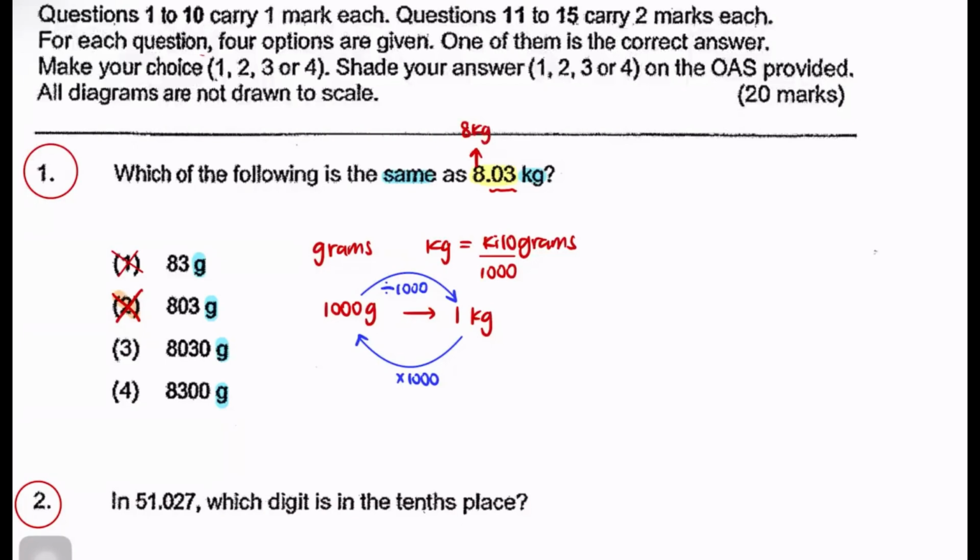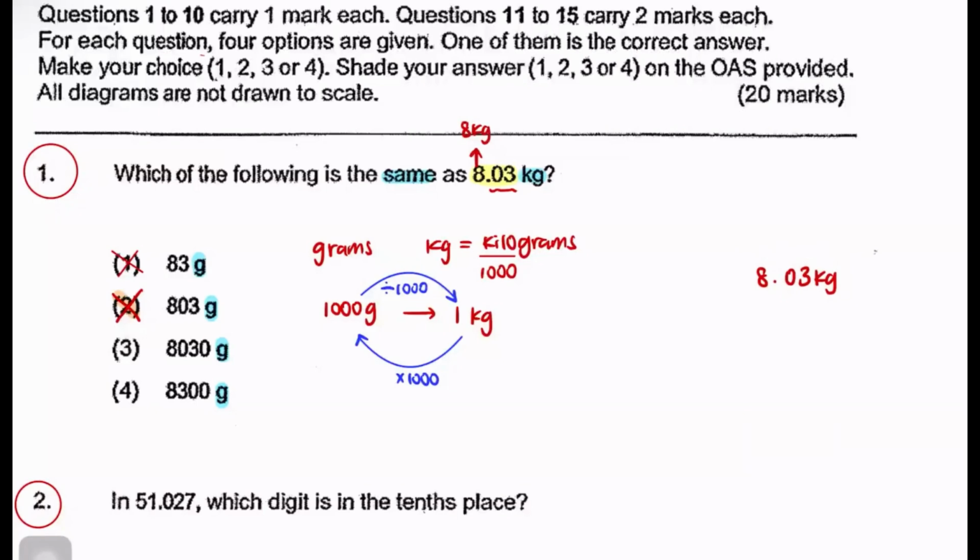Yeah. Then, okay. What about option 3 and 4? Possible? Possible, right? Because there are 8,000 something, right? Yeah, so if we have to choose between 3 and 4. Understand? Okay? Either 3 or 4. Okay, then how do I decide? How do I decide? Okay, 8.03 kg. Okay, 8.03 kg.